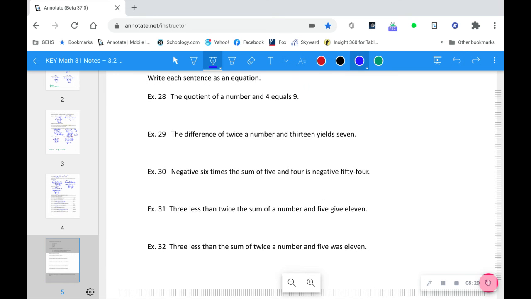So let's do a couple of these. We're going to find the equal sign first. Kind of breaks the job up. And it equals 9, it says. Now we want the quotient of a number and 4. Quotient is division, and it goes where the and is.